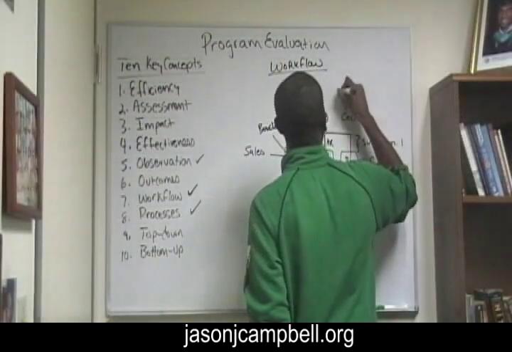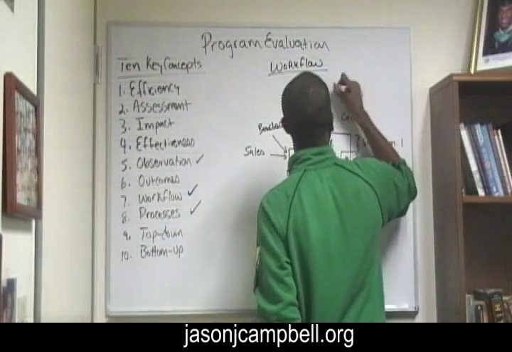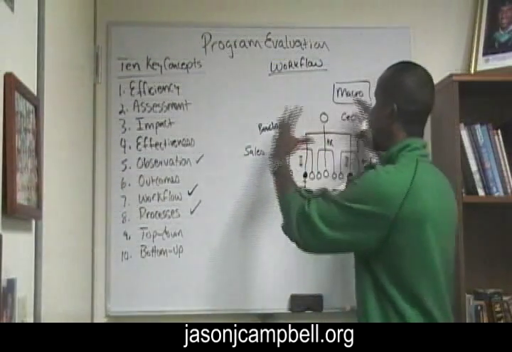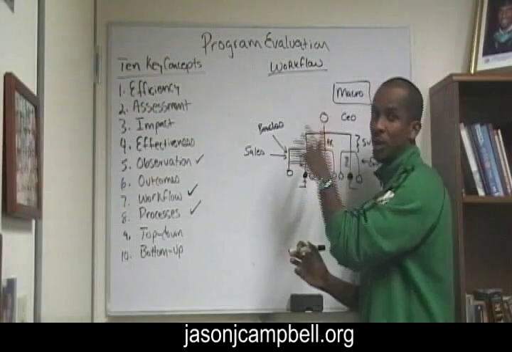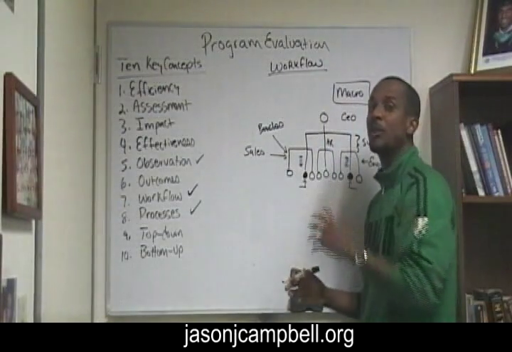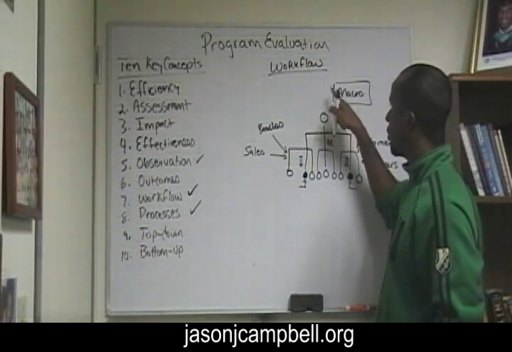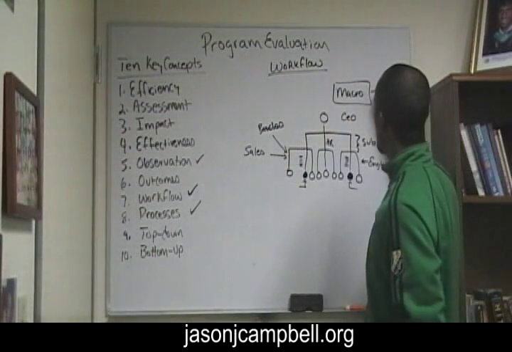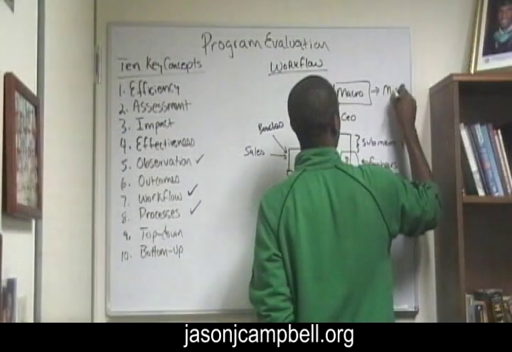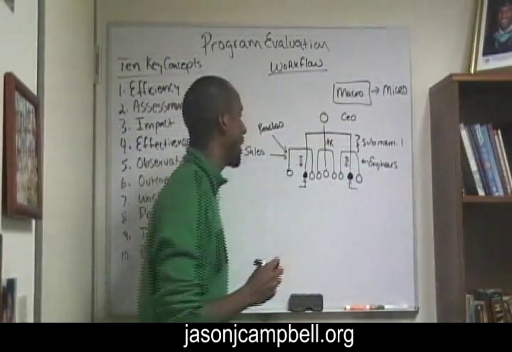This is a macro account, meaning it's a very large scale. I'm looking at the structure of the system as such. This is a macro account. I want to transition at this point, at the point of workflow, from a macro account to a micro account.